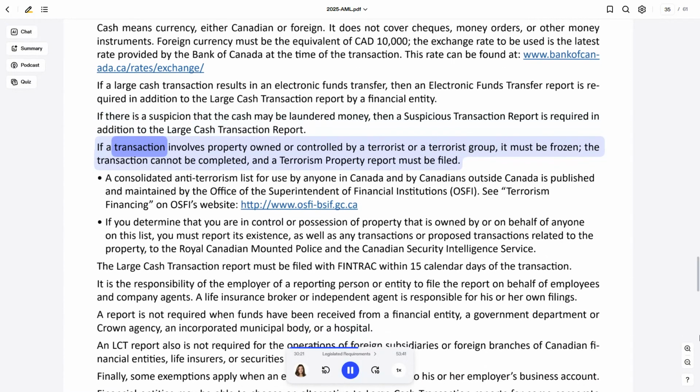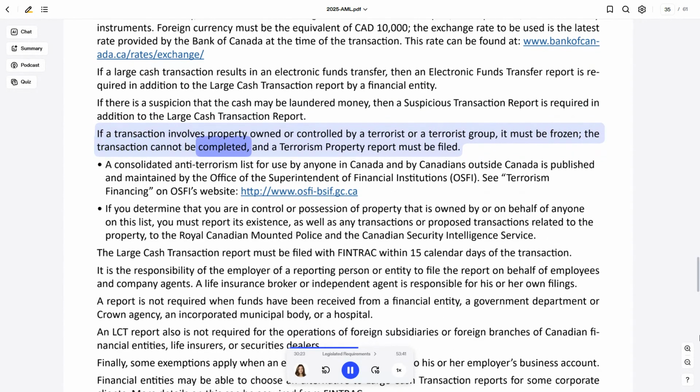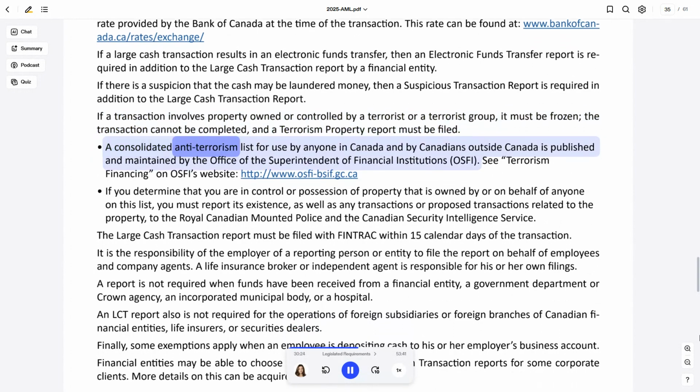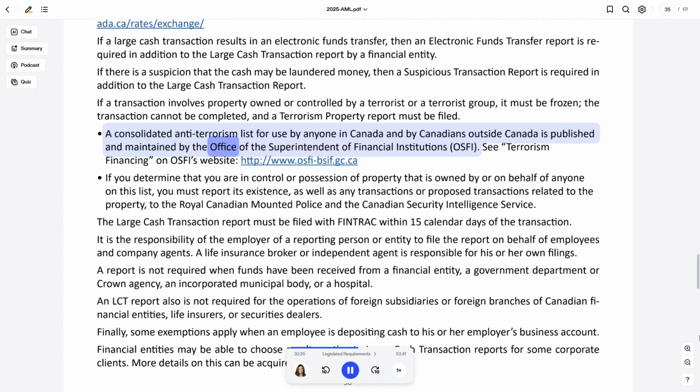If a transaction involves property owned or controlled by a terrorist or a terrorist group, it must be frozen. The transaction cannot be completed, and a terrorism property report must be filed. A consolidated anti-terrorism list for use by anyone in Canada, and by Canadians outside Canada, is published and maintained by the Office of the Superintendent of Financial Institutions, OSFI.